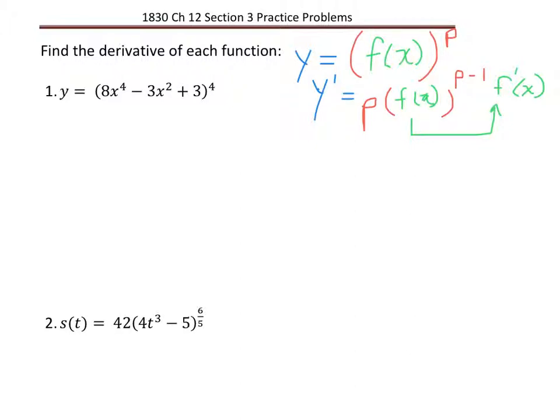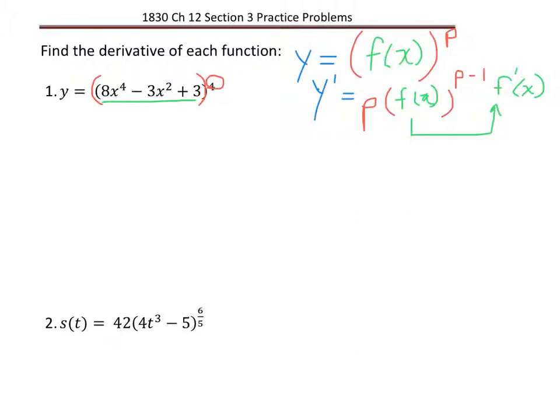and multiply it times the derivative of the outside function. So to begin with here, we will notice that our inside function is 8x to the 4th power minus 3x squared plus 3. And then we will also notice that our outside function is the power that raises whatever's inside the parentheses to the 4th power.